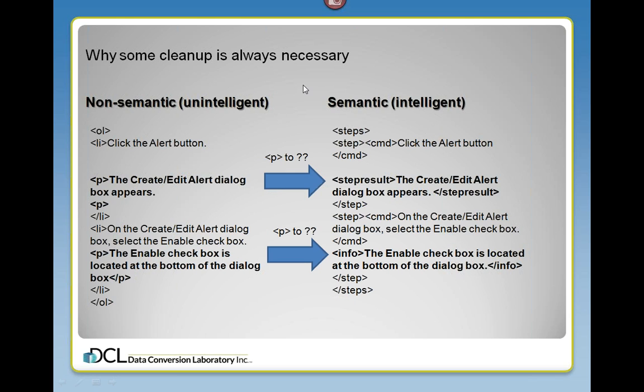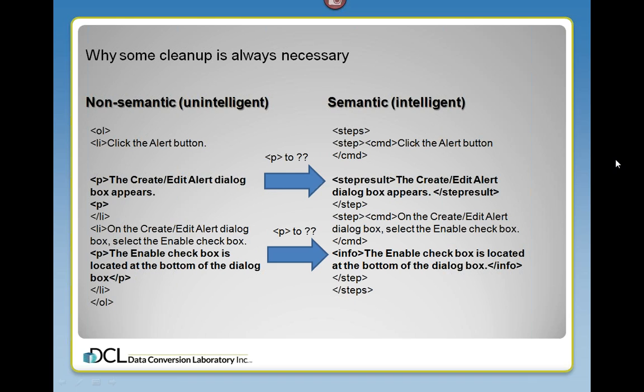A person with intelligence will have to go in there and look at the output and say, they made this an info, that's good, or the script turned this into an info, but that really is a step result. Now, I'll tell you, you don't really need to know much about the content to be able to make those kinds of decisions here. And that's why, anytime you're going from non-semantic to semantic or intelligent content, you're always going to have some kind of cleanup.